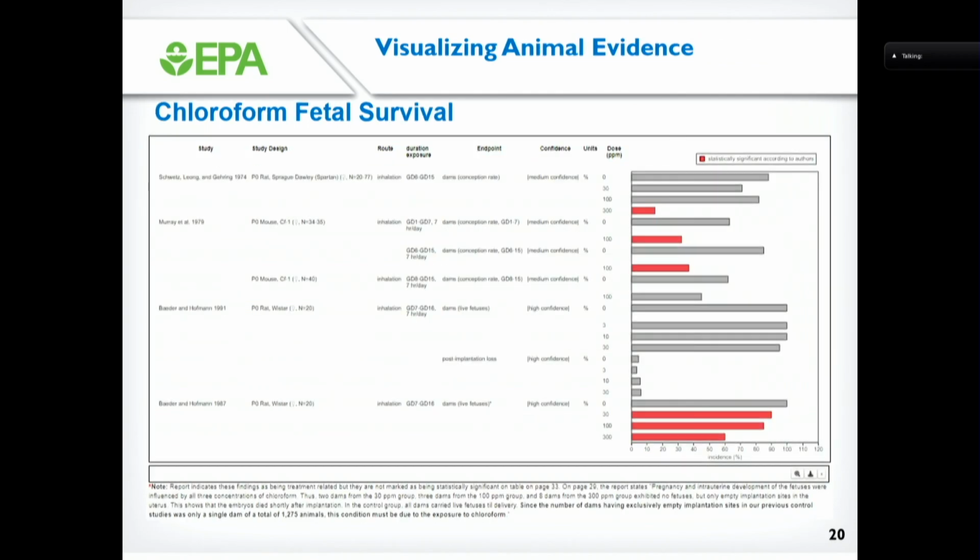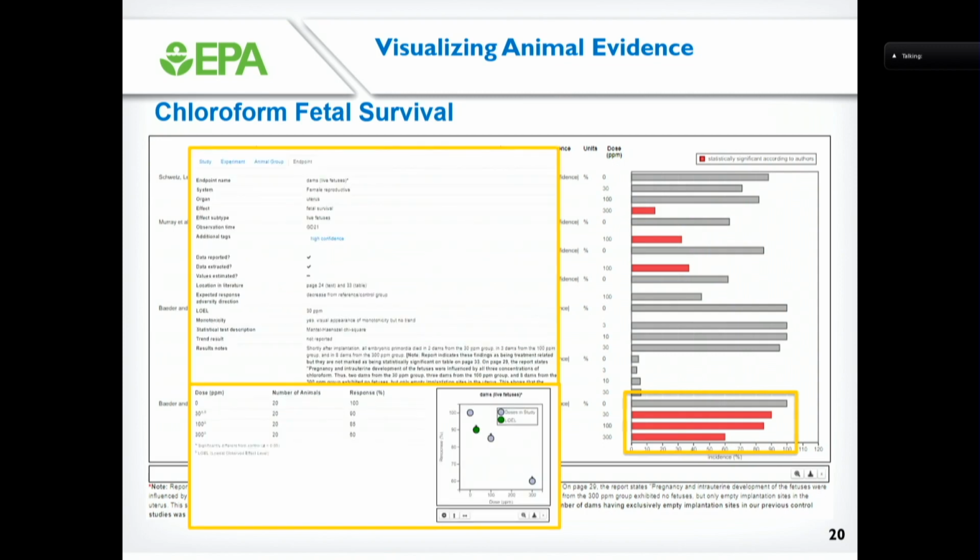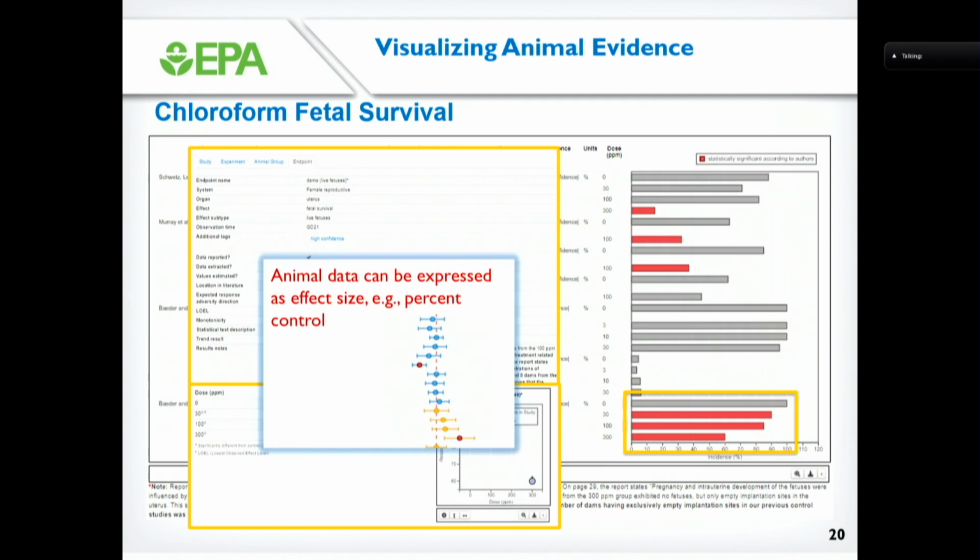Here's some animal evidence from chloroform fetal survival. So you're looking across studies. There's 4 studies here. I can click on an endpoint. This is live fetuses. And then again, you see more of the click to see more. You can also visualize the findings by effect size, like percent control, which helps get away from reliance on the statistical significance when you're looking at patterns of findings.